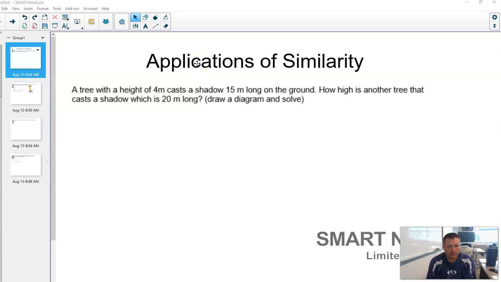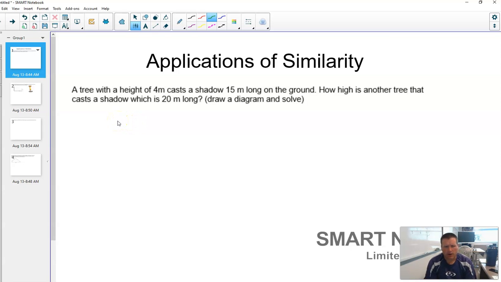Oh yeah, we're going to look at some stuff with applications to similarity. This is kind of the usefulness of just telling you whether or not things are similar or not. So everything we're going to look at is mostly just based on heights and distances of objects, obviously.